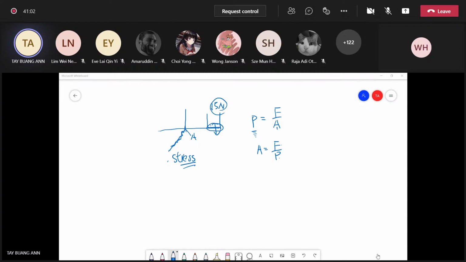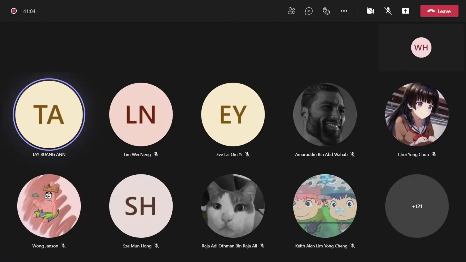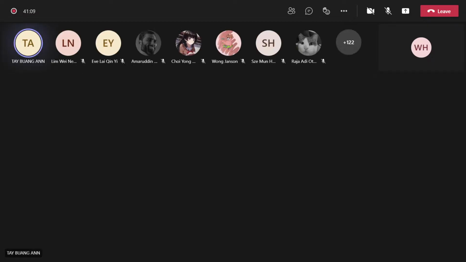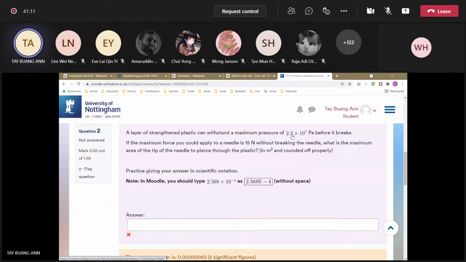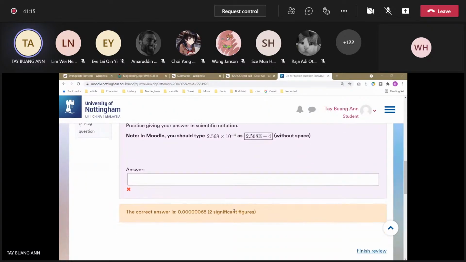Since, as you can see in the numerical values given, this again 2.3, there are two significant figures. 15 also two significant figures. Therefore, you leave the final answer to two significant figures.